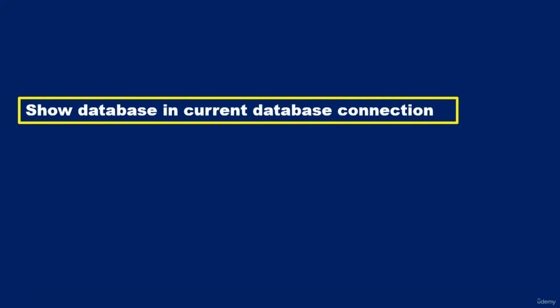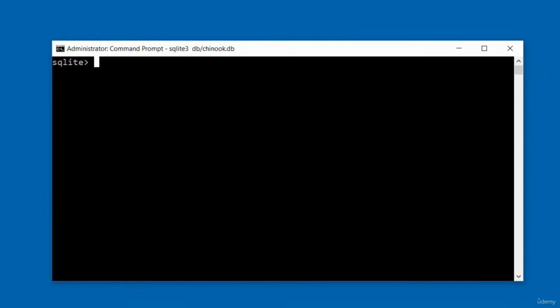The next command I want to walk you through is a command that will show you the database in the current database connection. The command you need to type is just a dot followed by the word database. So I'm just going to type in a dot and then the word database and press enter. And you can see here it's giving me the path to my current database. So that's my database called Chinook. It just gives you the path.